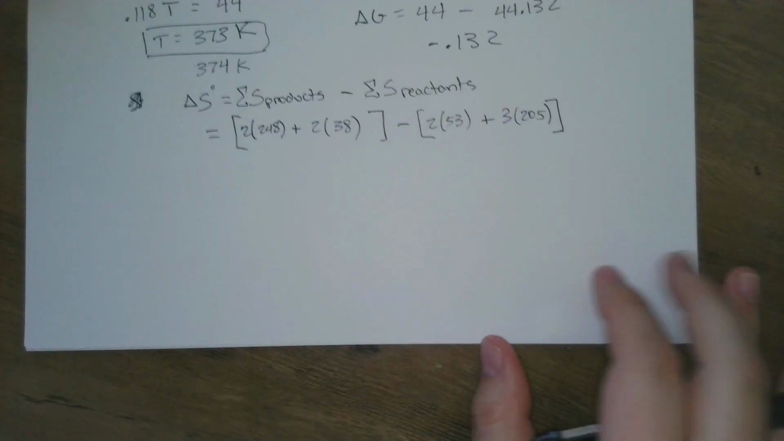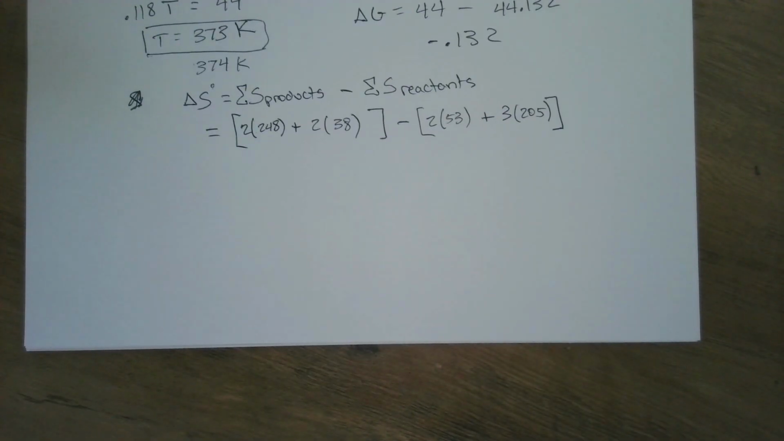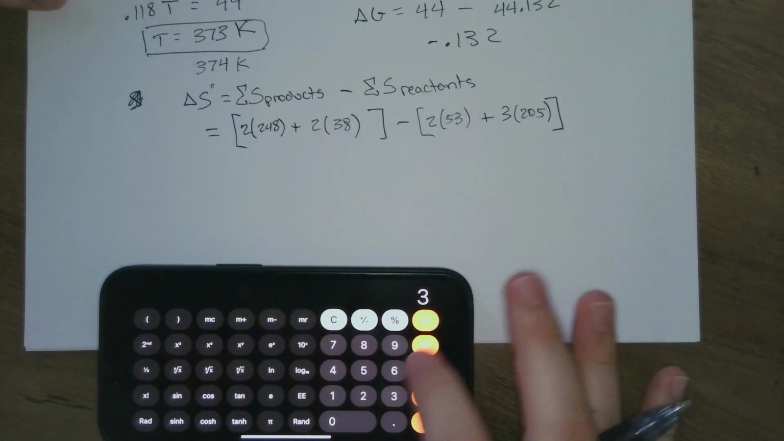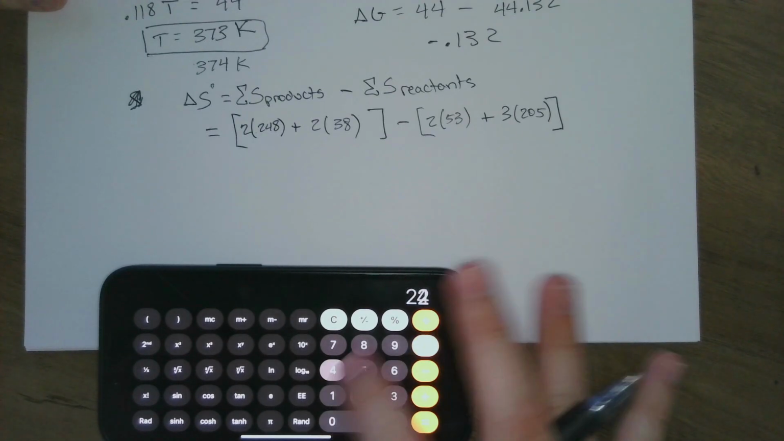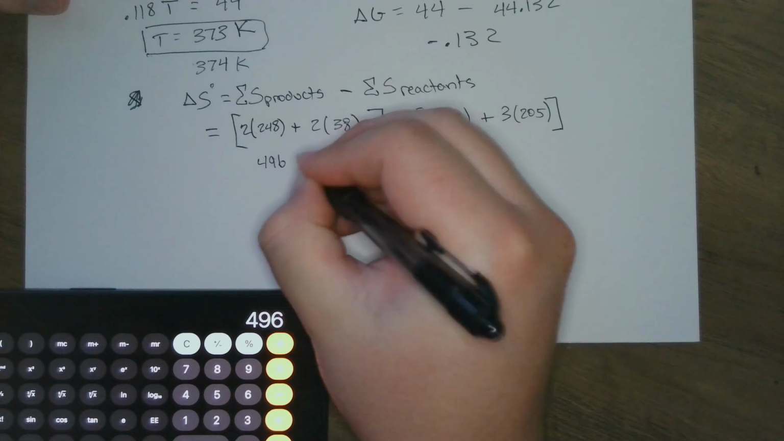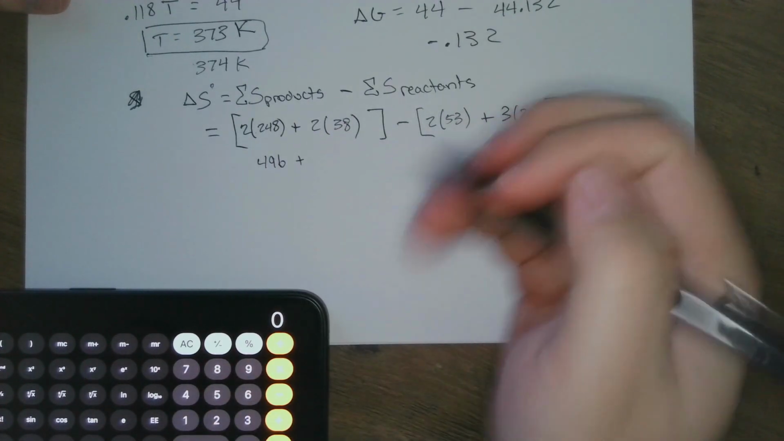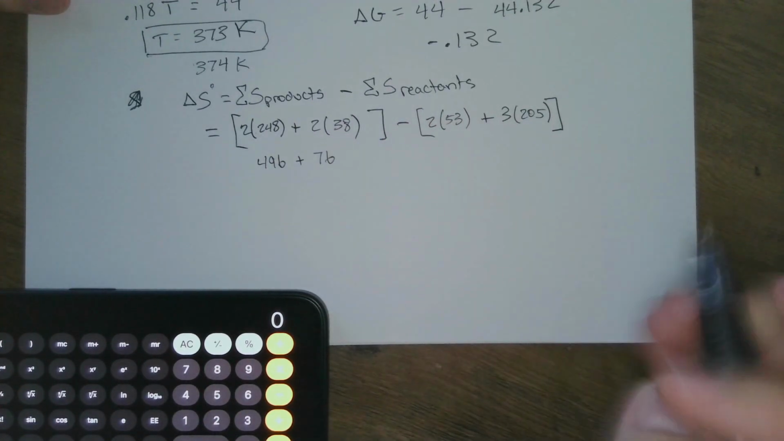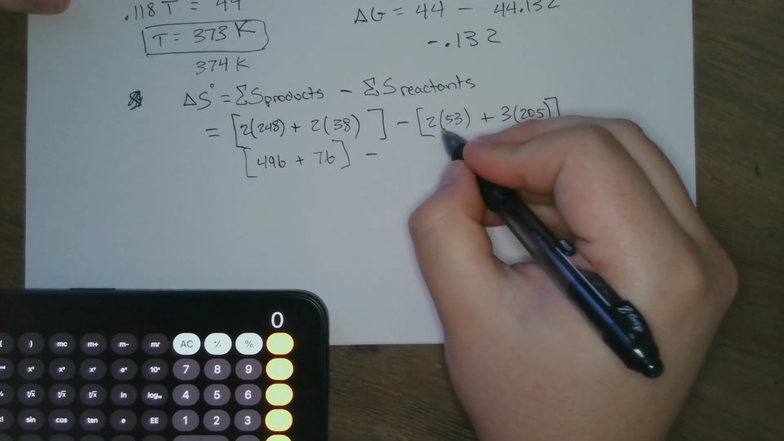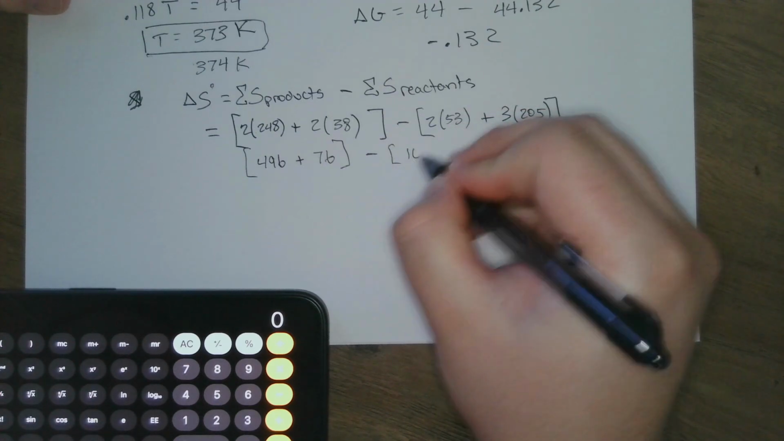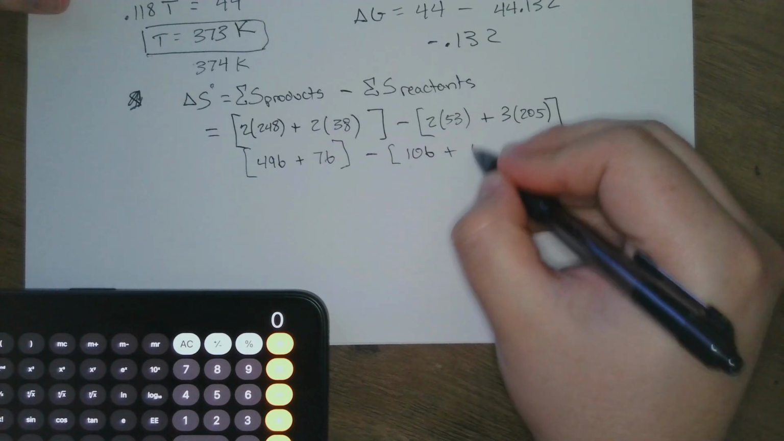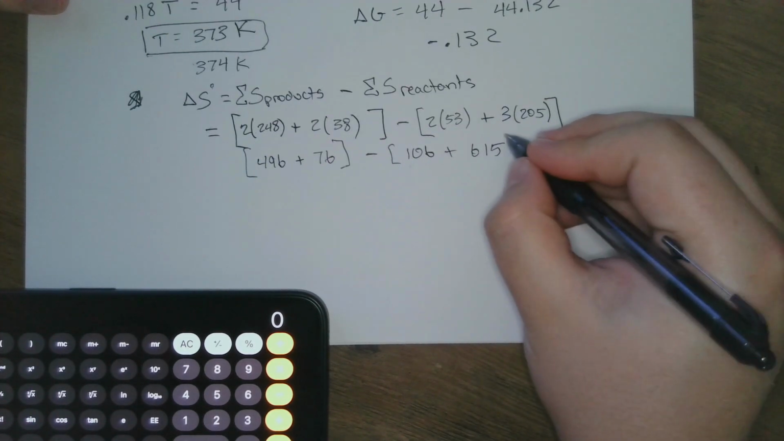Okay, so here's my reaction. Now I'm just going to do my math to solve. So I'm just going to add up everything on that left side together first. 2 times 248, 496, plus 2 times 38 is 76. Keep it in brackets so it looks nice. On the right side, I have 2 times 53, which is 106, plus 3 times 205, which is 615.